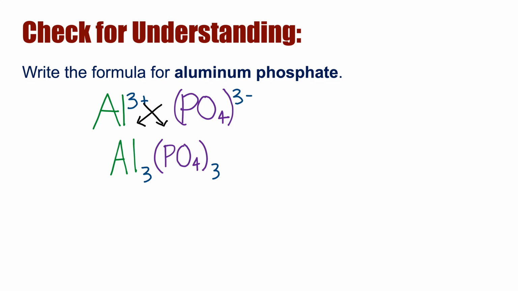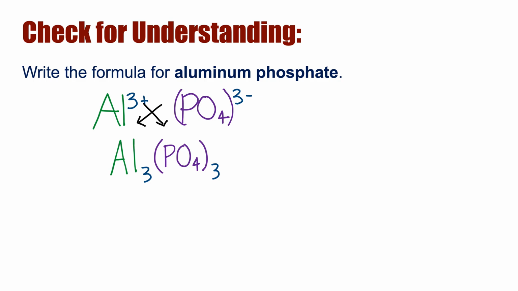Those are the subscripts you can change. Those are the subscripts you can possibly reduce. What you can never touch are any of the subscripts that belong to that polyatomic ion's formula. Each individual phosphate is PO4. If you were to change that 4, you no longer have phosphate.